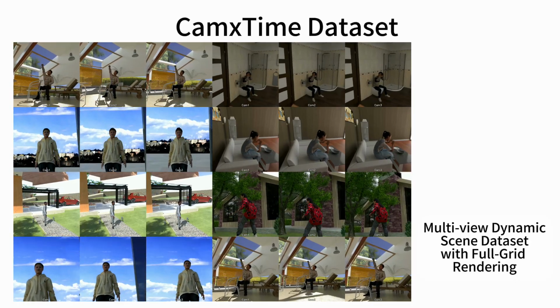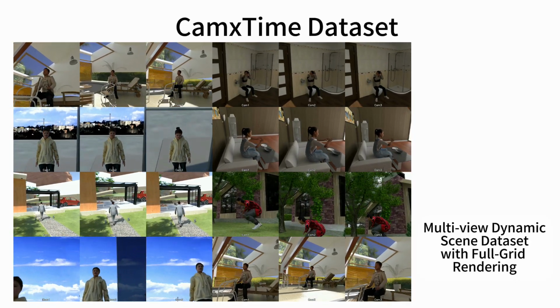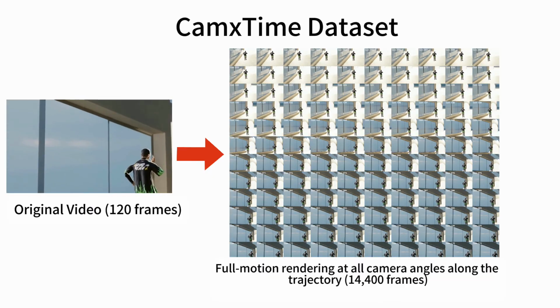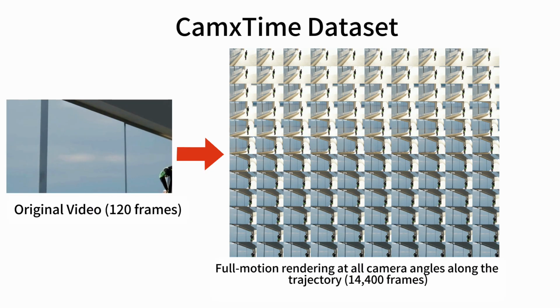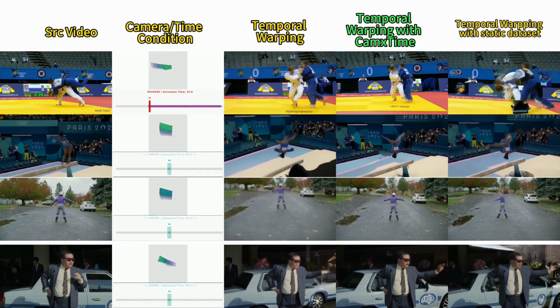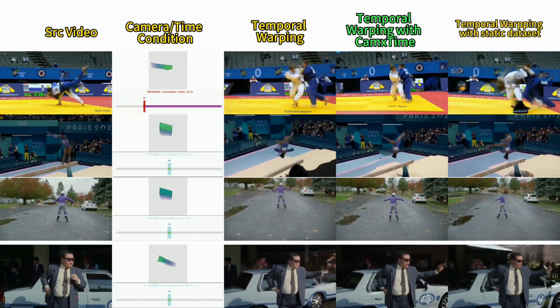Meanwhile, to achieve much sharper results, especially for bullet time, we introduce a synthetic dataset called CamxTime. This is the first video dataset to provide a full grid rendering across all space and time dimensions. Training on both these enhanced augmentations and our new dataset leads to much sharper temporal control.